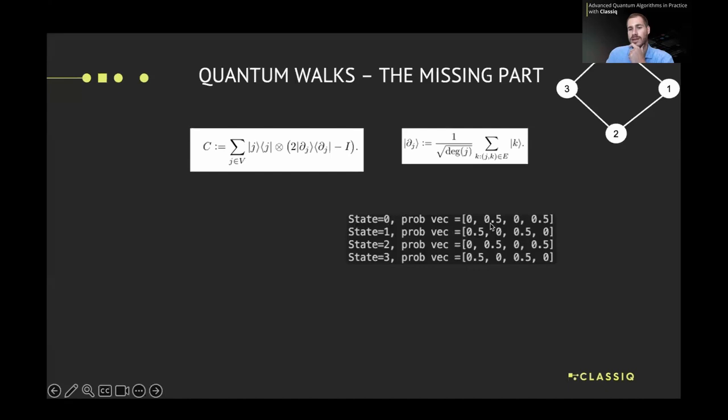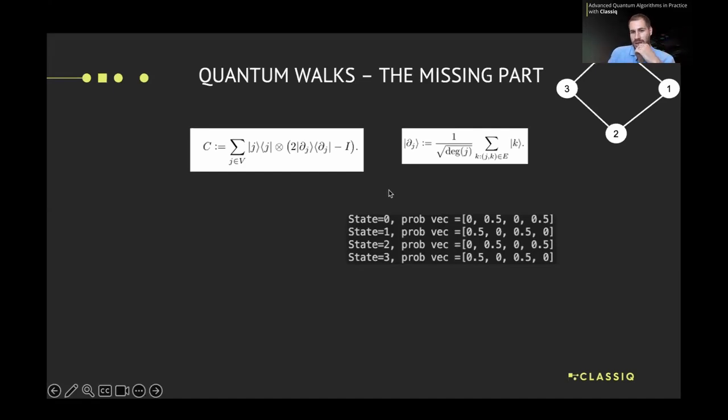We want to have a probability vector that is an equal superposition of vertices 3 and 1, because these are the adjacent vertices that we have. And for state 1, on the right, we want to have an equal superposition of the vertices 0 and 2, and so on and so forth. So, okay, let's go through the concrete example.